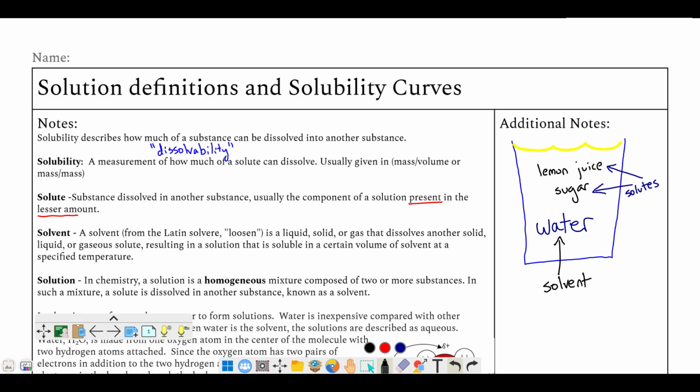Now, the last thing on our vocabulary is solution, and that's the term we use for the entire homogeneous mixture. In other words, for our example, it's everything. All of the solute, all of the solvent mixed together is the solution.